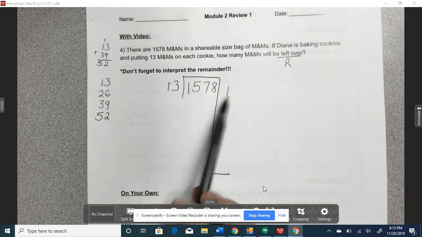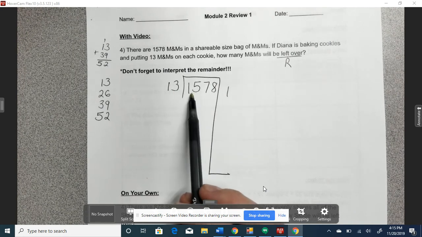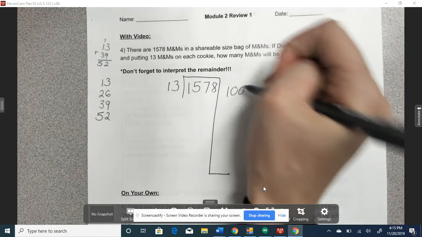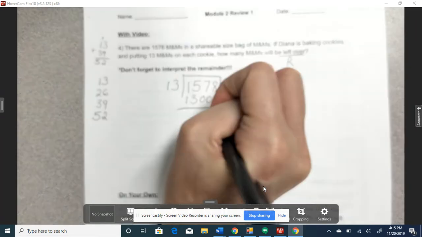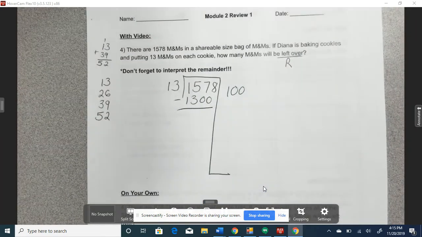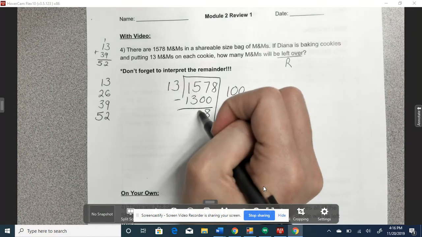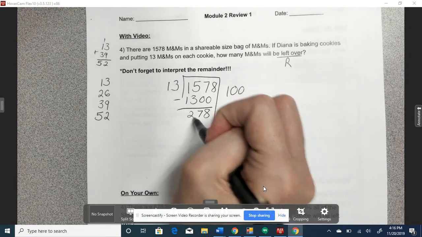But 13 times 1 is 13. I wanted 15 hundreds, so I'm going to be multiplying by 100. 13 times 100 is 1,300. Going to subtract. 8 minus 0 is 8. 7 minus 0 is 7. 5 minus 3 is 2.